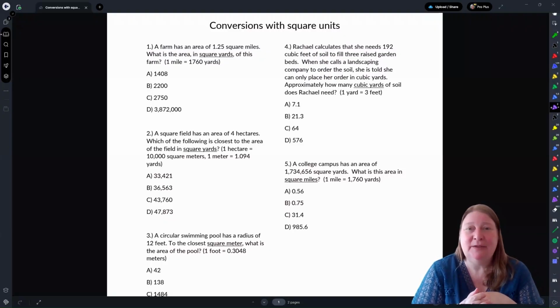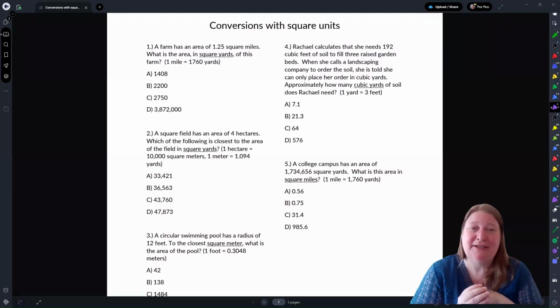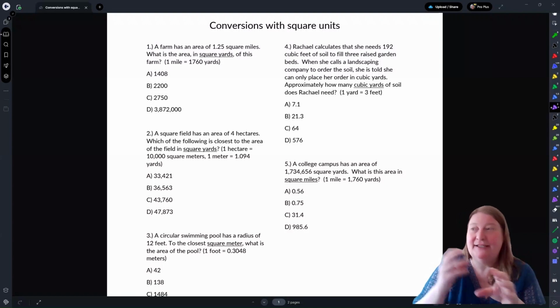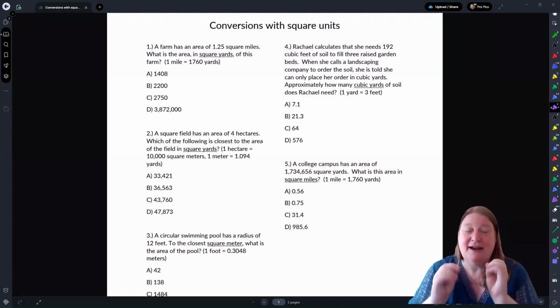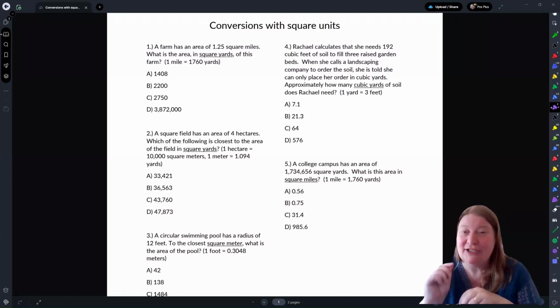I made this worksheet specifically for the SAT because the SAT loves, loves, loves to trap students by giving them a conversion factor in linear units, like miles to yards, and asking them to use it in square units, from square miles to square yards. You have to be 100% sure that you know how to avoid getting trapped by these questions. They're not that hard. You just have to know the trick, which is to square the conversion unit. So let me show you.